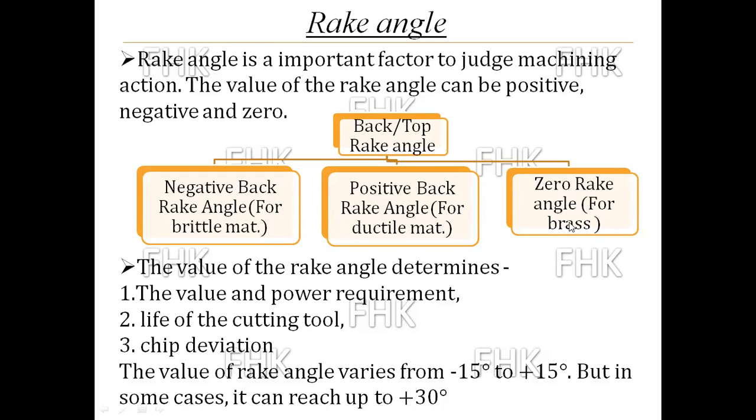So for easy removal within less time and by taking a large depth of cut, at that time you will go for zero rake angle for soft material. The value of the rake angle determines the power requirement, the life of the cutting tool, and the chip deviations. The value of a rake angle varies from minus 15 degree to plus 15 degree, but in some cases it can reach up to 30 degree.